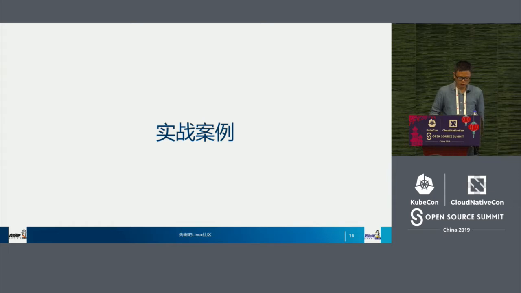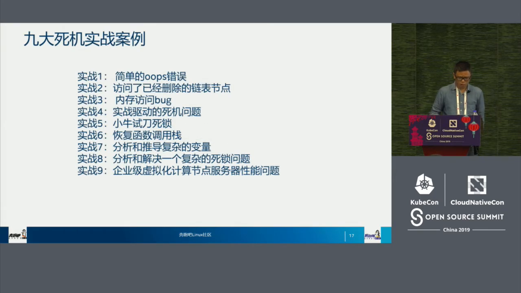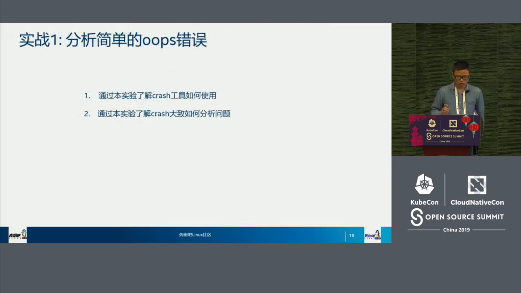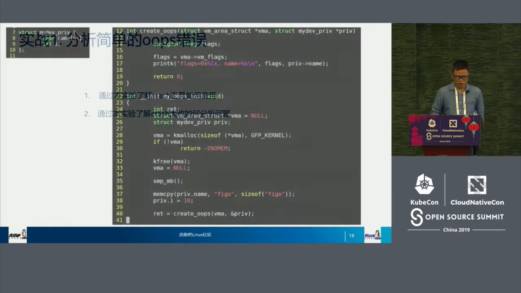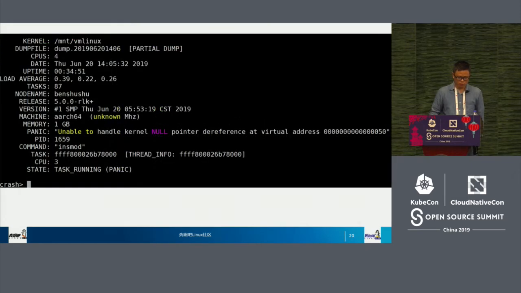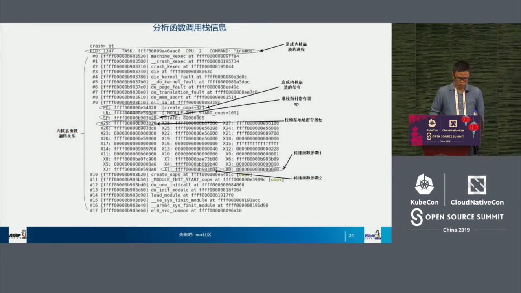And starting from here, this is an example. Roughly, we have 9 listed here. Due to time sensitivity, I'll go through several of them. First, it's pretty simple. OOP error, and this is the whole analysis process. And this is how we analyze the code trace.